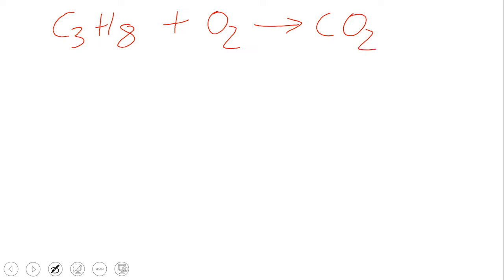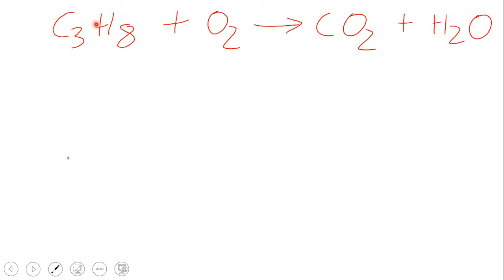It is C3H8, so we have carbon and hydrogen. And let's say we have oxygen as well, so we have O2. And let's say we have carbon dioxide, and then we're going to add water. So we have this equation. This entity plus this entity produces these two entities.